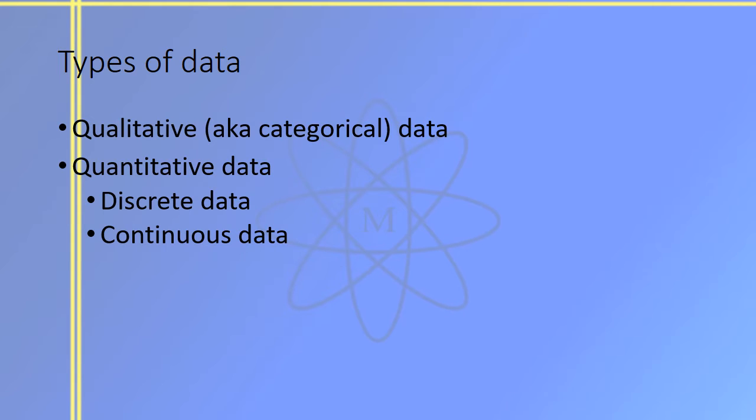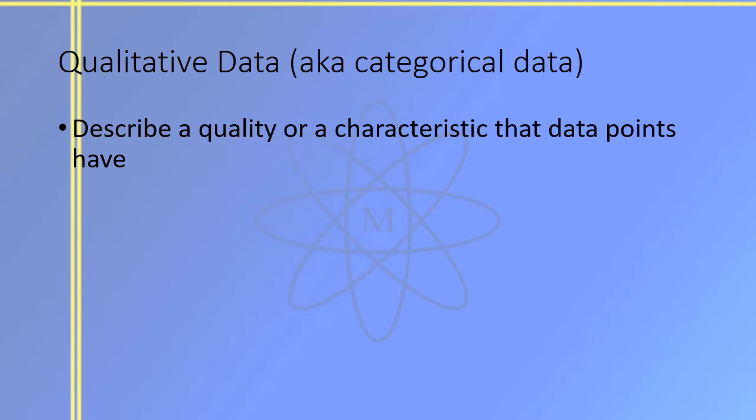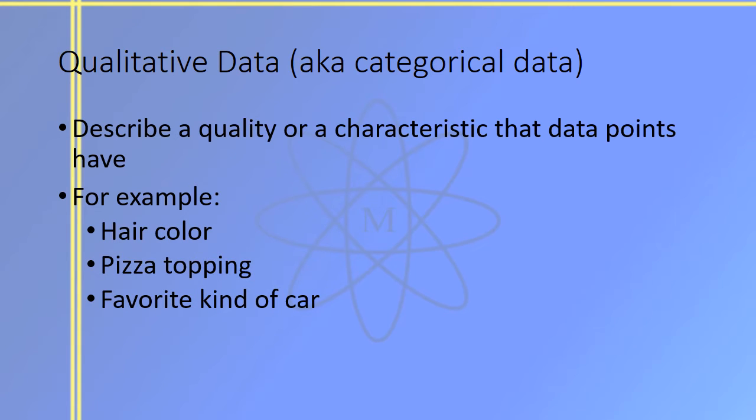Let's talk about the first one. Qualitative data, sometimes called categorical data, is data that describes a quality or a characteristic that specific data points have. So for example, we could talk about hair color, we could talk about pizza topping, favorite kind of car. I've already mentioned food that people like to eat for dinner. All of these things are characteristics or qualities of my statistical variable that lets me break that data set up into different categories. And so this is what qualitative data is all about.